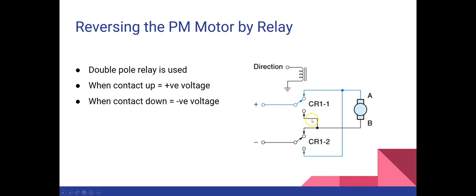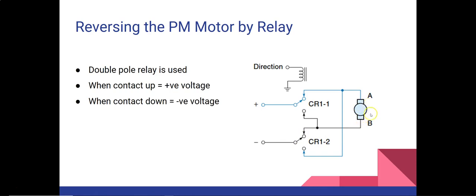As you can see here, a double pole relay has been used. These two relays are CR11 and CR12. CR11 has two terminals, and CR12 has these two terminals. Initially, when the positive power supply is connected to this terminal and the negative side is connected to this terminal of the second relay, then what is happening here? The motor is having the positive supply from here and the negative supply from this side. So in that case your motor will rotate in the clockwise direction.